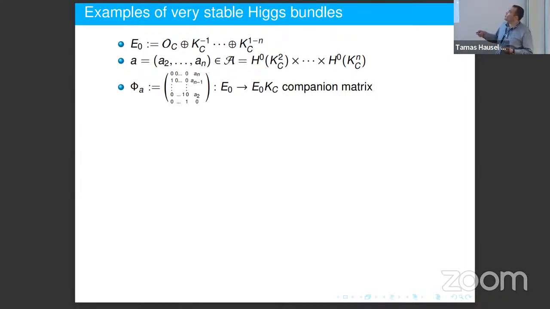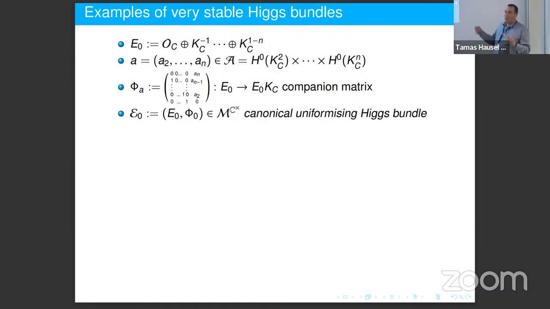And then things are arranged, these twists are exactly right, so that this actually will give us a map from E0 to E0 tensor K_C. So this will be a Higgs bundle. It's the Higgs field of a Higgs bundle. We are first going to consider one of them, namely the 0 one, when all the A's are 0. And then it will be a nilpotent Higgs field. And this is the most important Higgs bundle there is. This is called the canonical uniformizing Higgs bundle. And the name comes from the PGL2 case when in the flat connection picture, it actually gives us the hyperbolic metric on the Riemann surface.